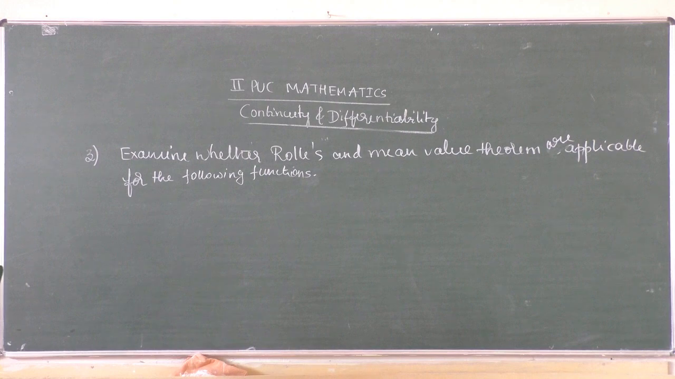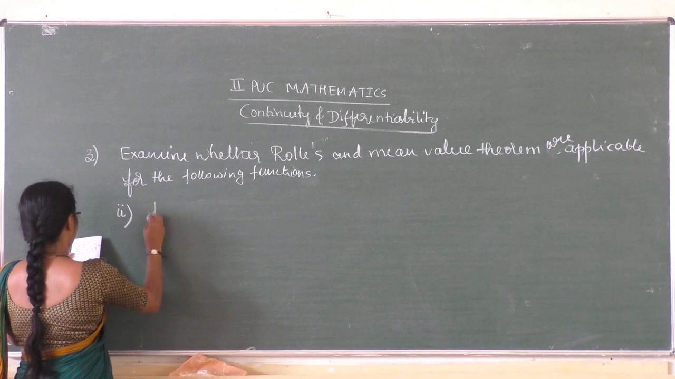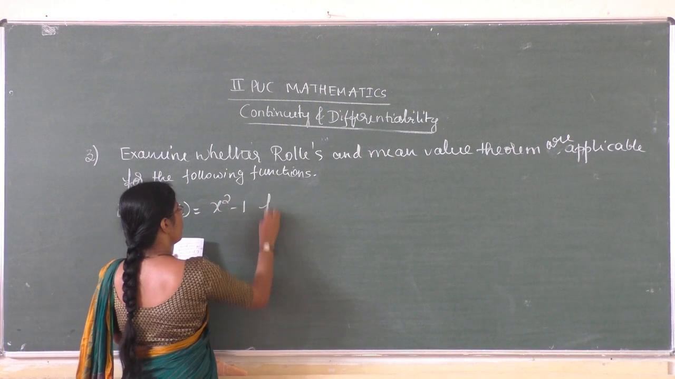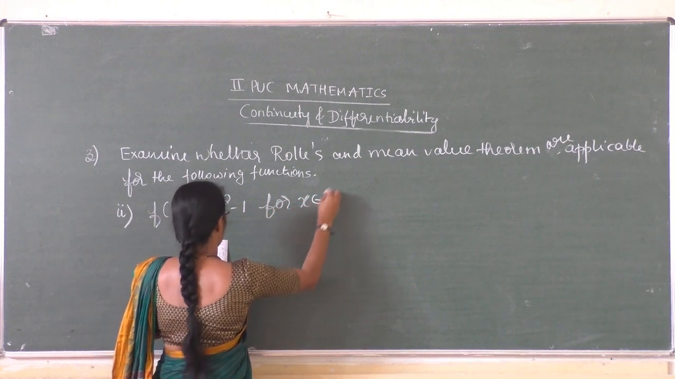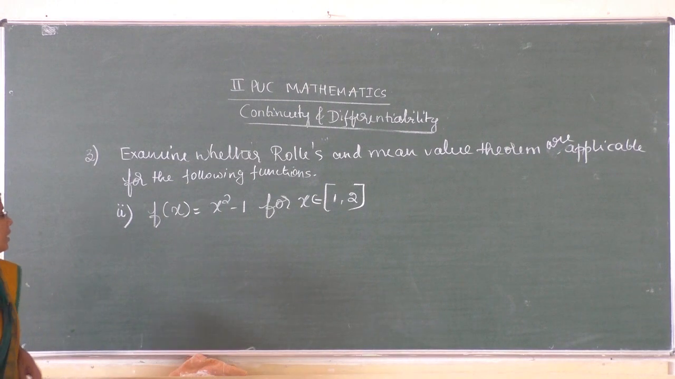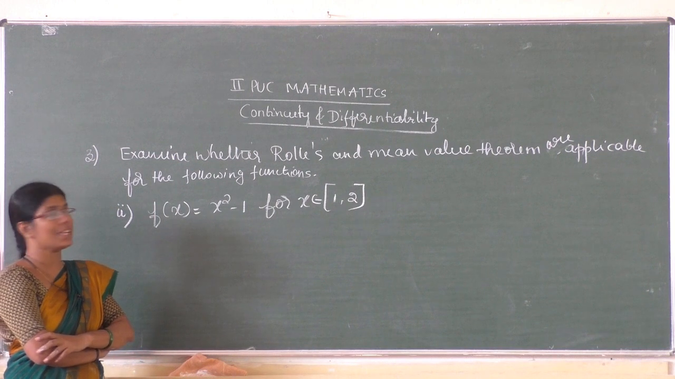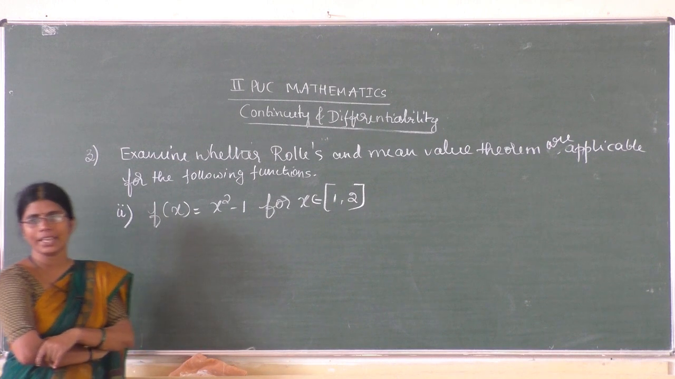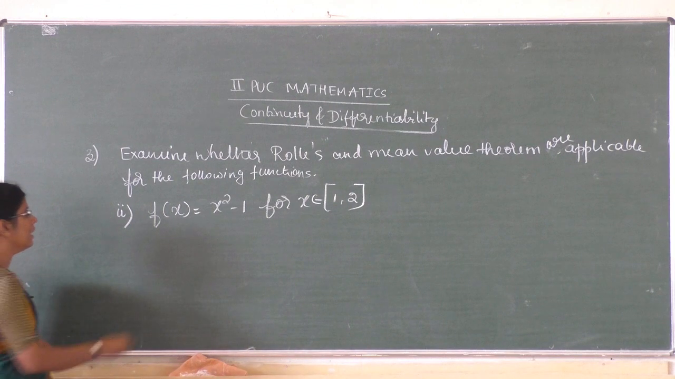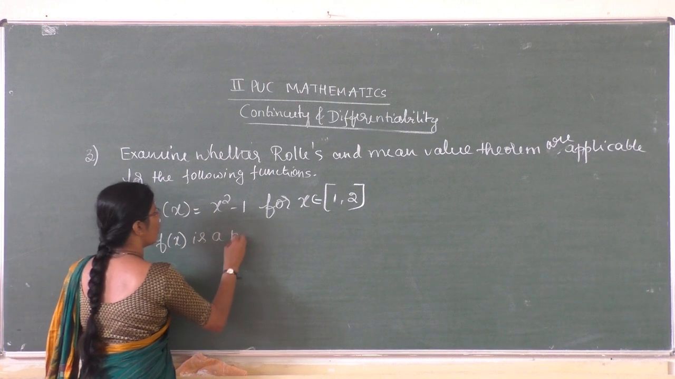Okay, so the next function is f of x equal to x square minus 1 for x belongs to the closed interval 1 comma 2. Now this is a polynomial function, so it is continuous in the closed interval 1 comma 2. In the previous case, the first condition only failed. Here f of x is a polynomial function.